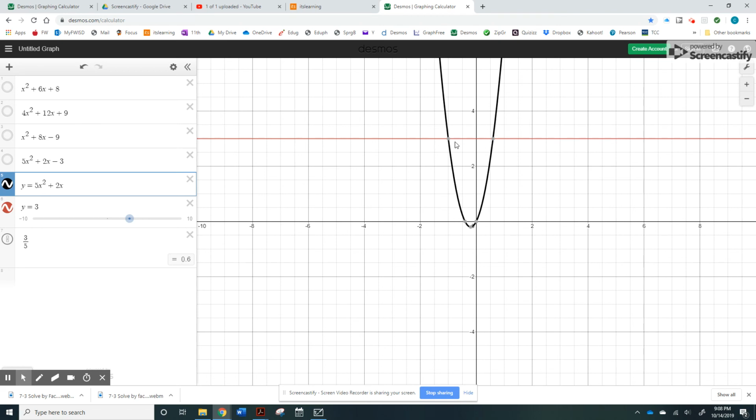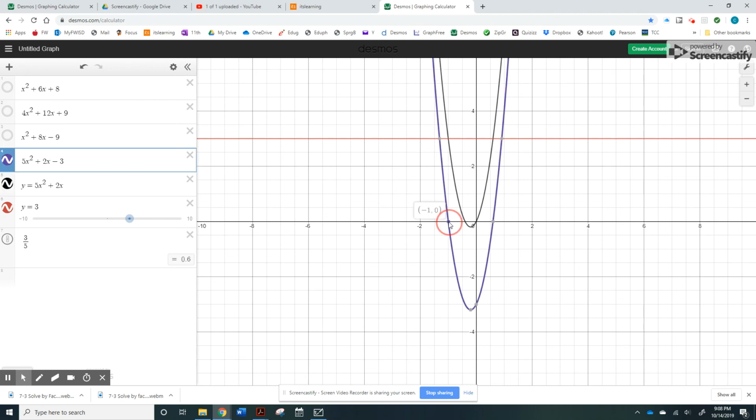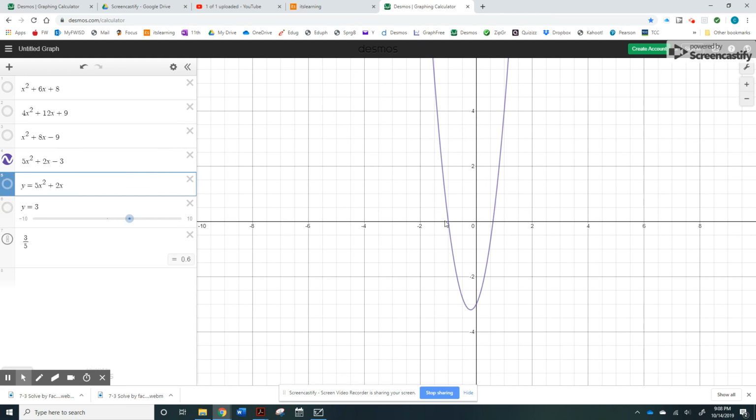So even though our y values are different, if you turn this one back on, the x-intercepts are at -1 and the place where these two intersect is at -1. This x-intercept right here is 0.6, and the place where these two intersect is 0.6. So you can get the answer either way. You can get the answer by graphing both sides of the equal sign, or you can just set it equal to 0 and then find where it crosses the x-axis. We got the same answer both ways.